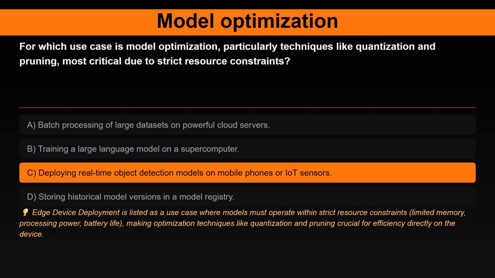The correct answer is deploying real-time object detection models on mobile phones or IoT sensors. Here's the explanation. Edge device deployment is listed as a use case where models must operate within strict resource constraints, limited memory, processing power, battery life, making optimization techniques like quantization and pruning crucial for efficiency directly on the device.